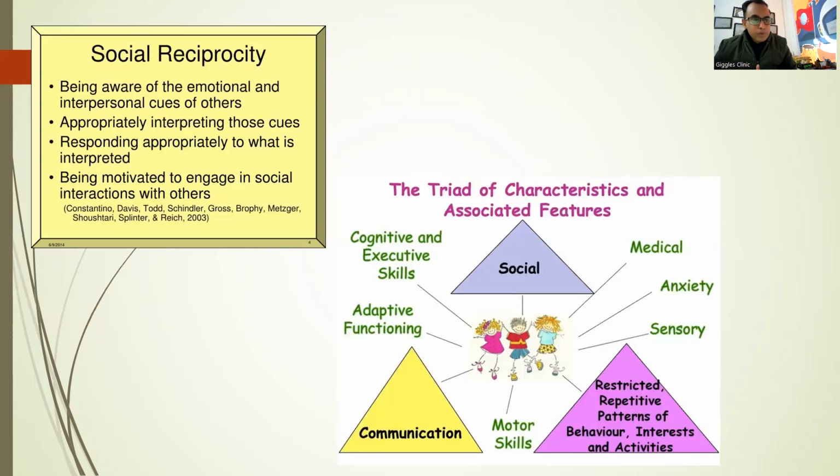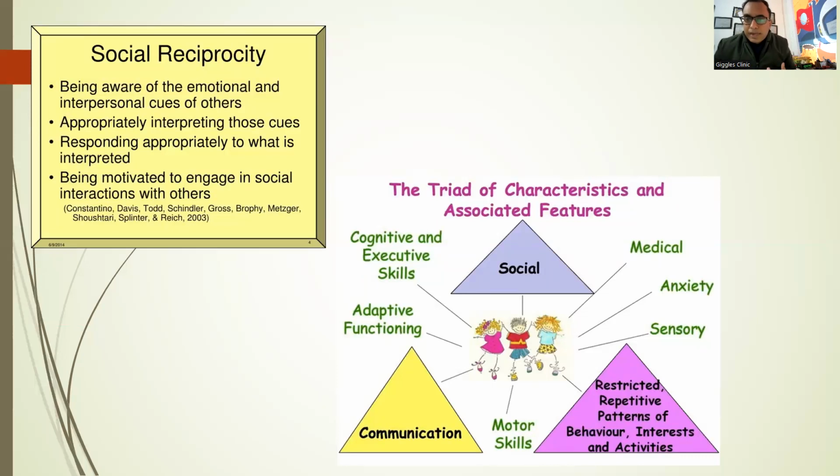So a word about what this social reciprocity means, which comes under the criteria for communication. So being aware of emotional and interpersonal cues to others. The most important example: if a mother takes a 6-month-old child in her lap and the mother gives a smile, the infant gives a smile back. A typical 6 to 7 month age. Now, this is typically an example of social reciprocity. That means the child responds to you back.